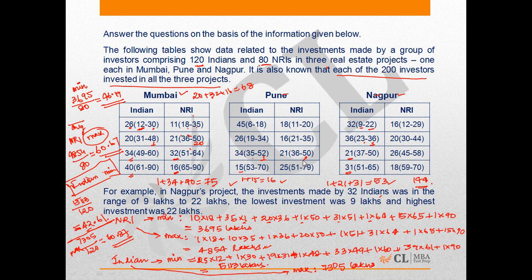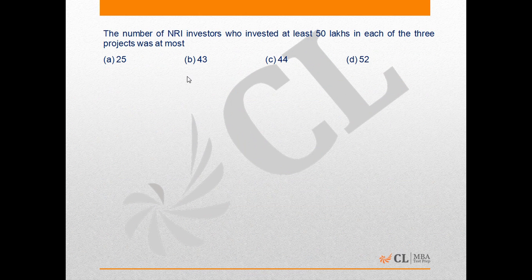For Pune we are going to have 20 plus 25, so we are going to have 45. And for Nagpur we can have 25 and 18, so 25 plus 18 is 43. Now in Mumbai we can have 68 max, 45 in Pune and 43 in Nagpur. Now since each of the 200 investors invested in all three projects, we can have at most only 43 people who invested 50 lakhs and above in all of the three cities. So 43 is the right answer.